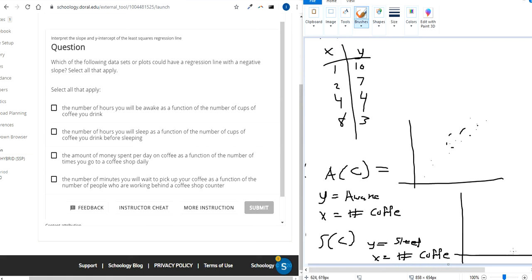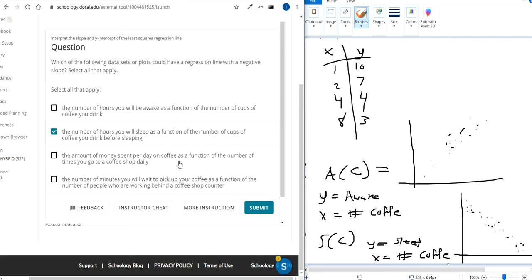If you drink tons of coffee, you're probably not going to be sleeping as much. If you're somewhere in the middle, you've got your normal amount of sleep. This isn't a really super good example, because even if you drink tons of coffee, you're still going to sleep, right? But this would be a roughly negative slope.